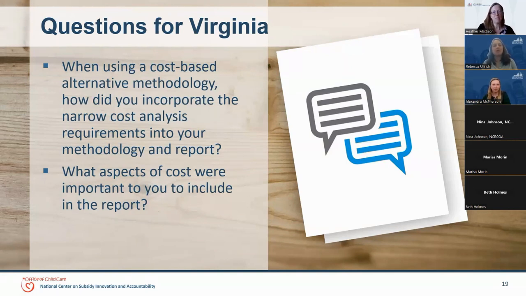So as far as how we incorporated or reflected the narrow cost analysis into our report, as I mentioned earlier, we really thought about this largely in the vein of compensation. And so we assume across the board that under any scenario, providers are meeting basic health and safety standards that are associated with licensure in Virginia. And we primarily made that assumption for two reasons.